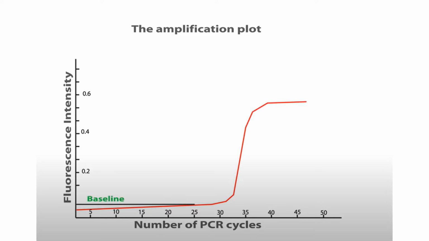One of the things you have to remember in the amplification plot is that different tests use different colors of fluorescent dyes. The color of the line in the graph is the color of the fluorescent dye being used. For our plot now, the fluorescent dye being used is color red.